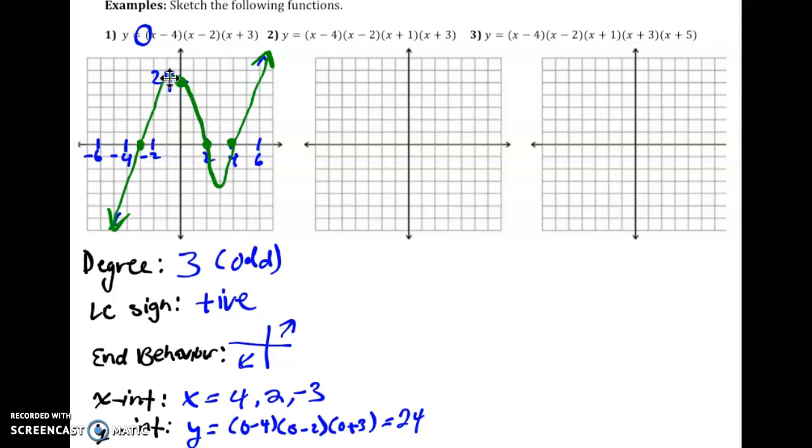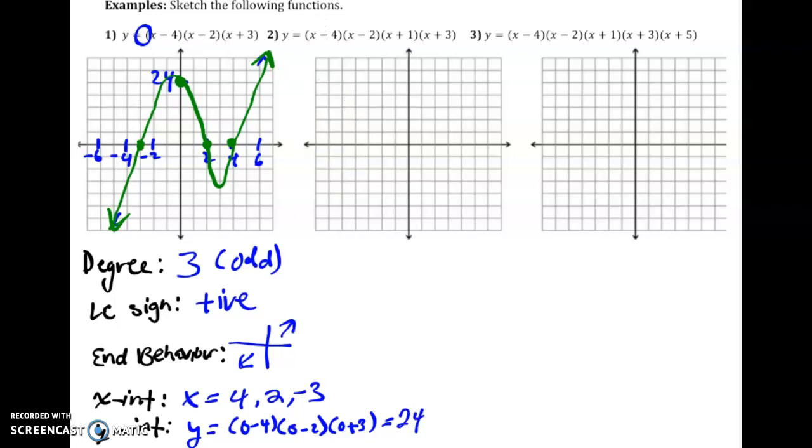For all we know, maybe it turned around exactly at 24. But that won't always be the case. So how high or low it goes isn't really important to us. What we care about here is if there's special shapes, we care about the x-intercepts, and we care about the end behaviors and the y-intercept. Okay, so let's do the next one.